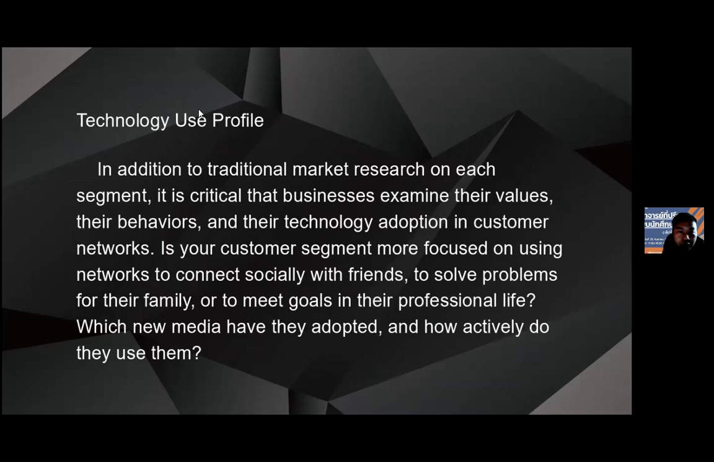Let's talk about the technology use profile. In addition to traditional market research on each segment, it is critical that businesses examine their values, their behaviors, their technology adoption in consumer networks. Is your consumer segment more focused on using networks to connect socially with friends, to solve problems for their family, or to meet goals in their professional life? Which new media have they adopted, and how actively do they use them?